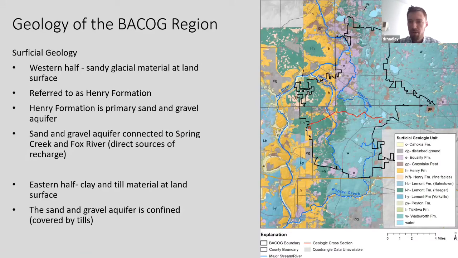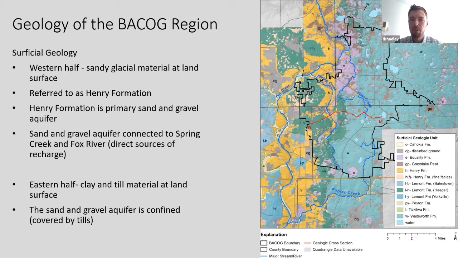I first wanted to talk about the geology of the BACOG region, to understand what's going on in the subsurface and also with some of the creeks in the area, really to know what the geology of the area consists of. Underlying your feet in the BACOG area is all this glacial material. This is a mix of sands, gravels, clays, and silts of various different sizes, and it varies greatly in how well it's sorted and how well it's not.